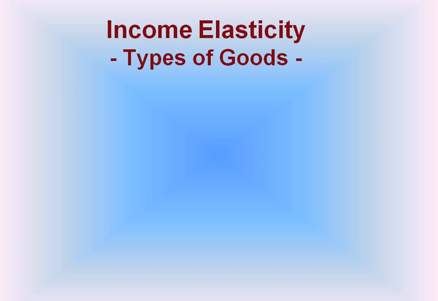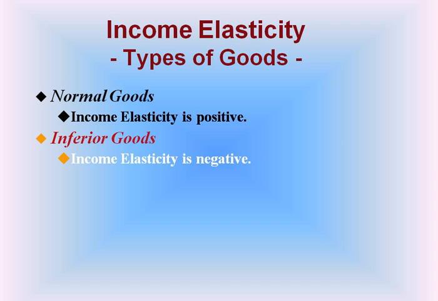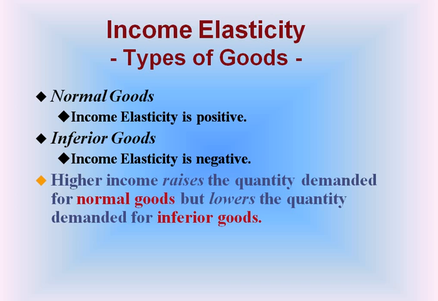Income elasticity by types of goods. When we have normal goods, income elasticity is positive. For normal goods, when income increases, we use more, and when income decreases, we use less. Those goods are called normal goods. Inferior goods are those for which, when our income increases, we buy less. Those goods are called inferior goods. Income elasticity is negative for those goods. Higher income raises the quantity demanded for normal goods but lowers the quantity demanded for inferior goods. That is a summary of what I have said.